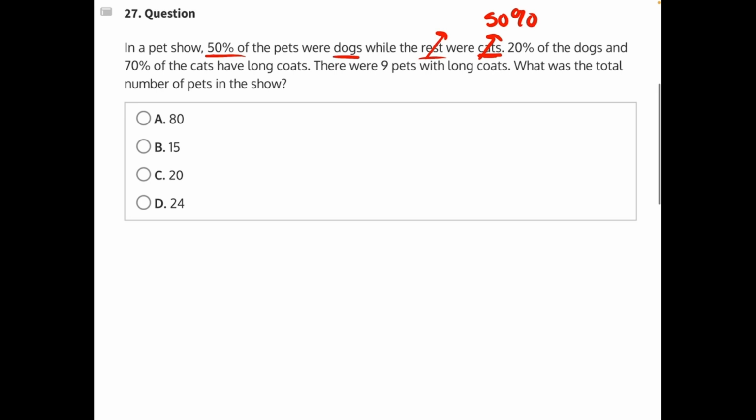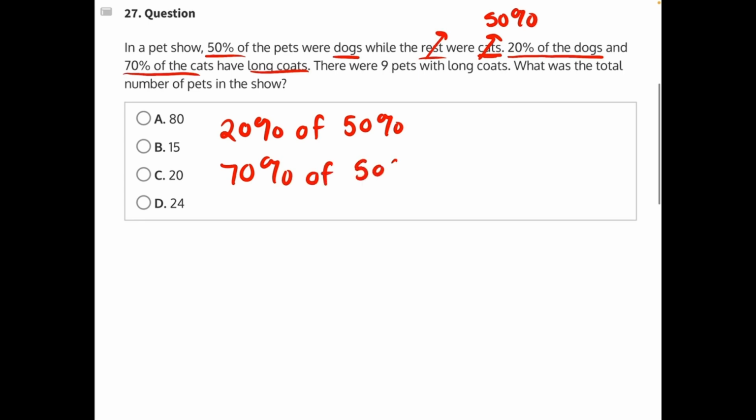And now what we can do is we can take our second piece of information. 20% of the dogs had long coats. 20% of dogs, which is 50% of all the animals in the show, had long coats. And 70% of the cats, which was 50% of all the animals in the show, had long coats.